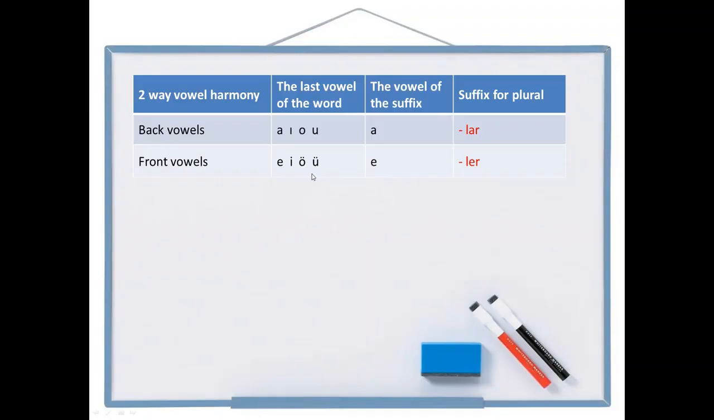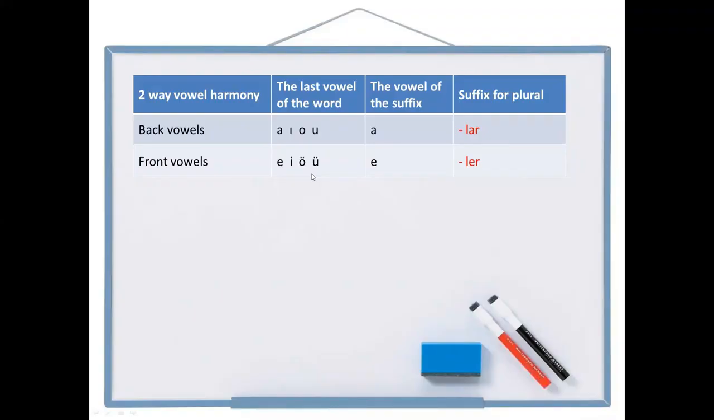It is simply this. If the last vowel of the word is a back vowel, then the vowel of the suffix is a, which is also a back vowel. If the last vowel of the word is a front vowel, then the vowel of the suffix is e, which is a front vowel.